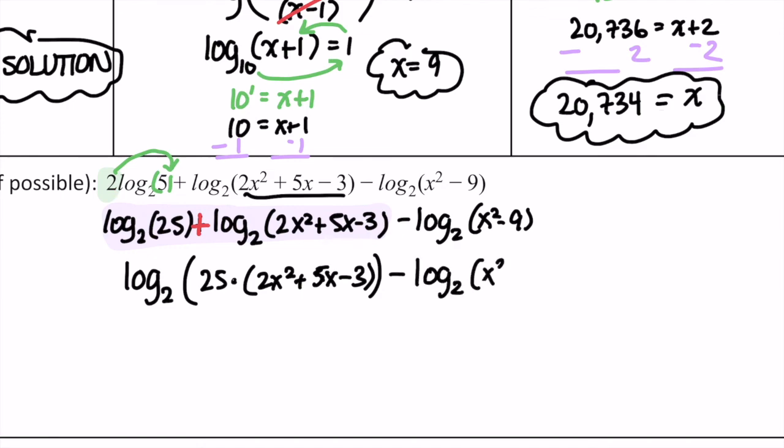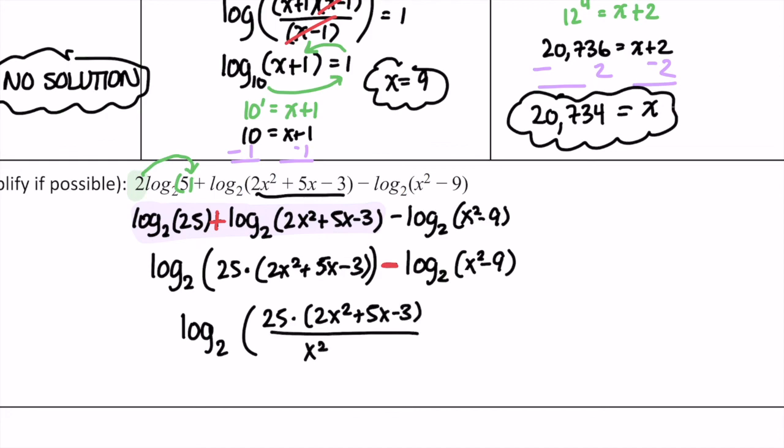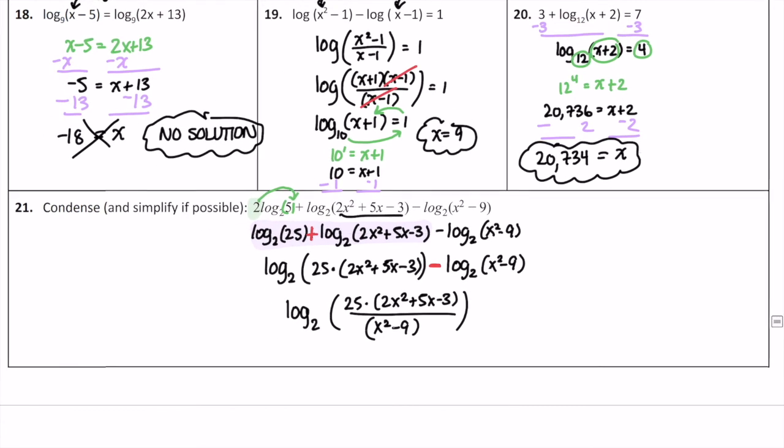Now when I consolidate these two, I see subtraction in between, which means I'm going to be able to consolidate these two logarithms using division. So I have log base 2 of 25 times 2x squared plus 5x minus 3 all over x squared minus 9. And this looks factorable. This I know is factorable. I want to see if they share a factor in common, so I'm going to factor them.